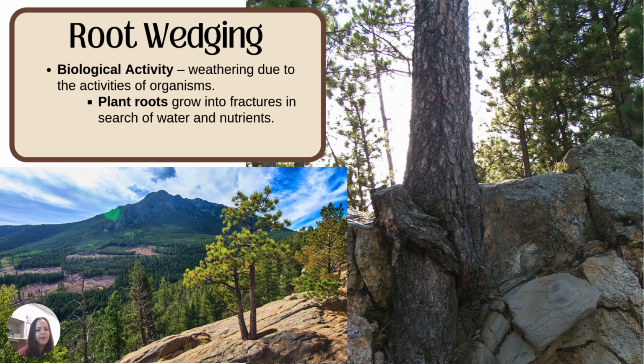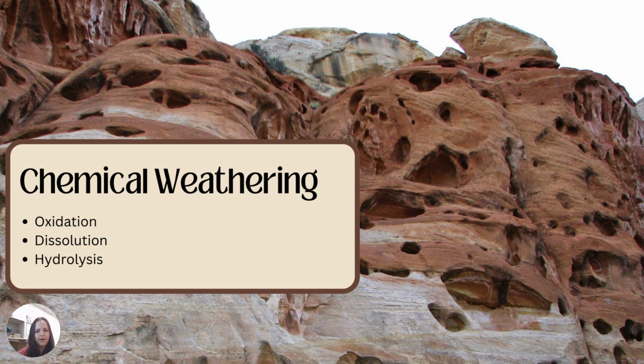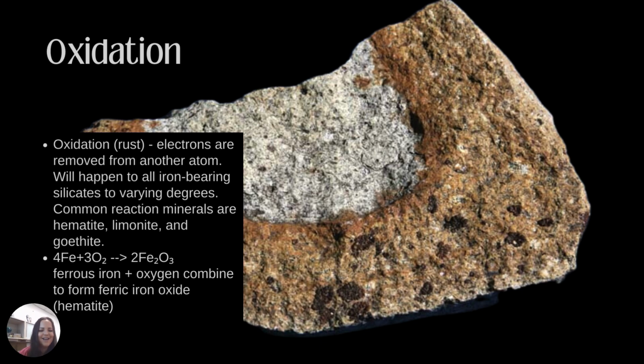All right, so that was physical weathering. Now we're going to move on to chemical weathering. All right, so chemical weathering includes oxidation, dissolution, and hydrolysis. I have a slide for each of these, so we will just move right along past this slide for you.